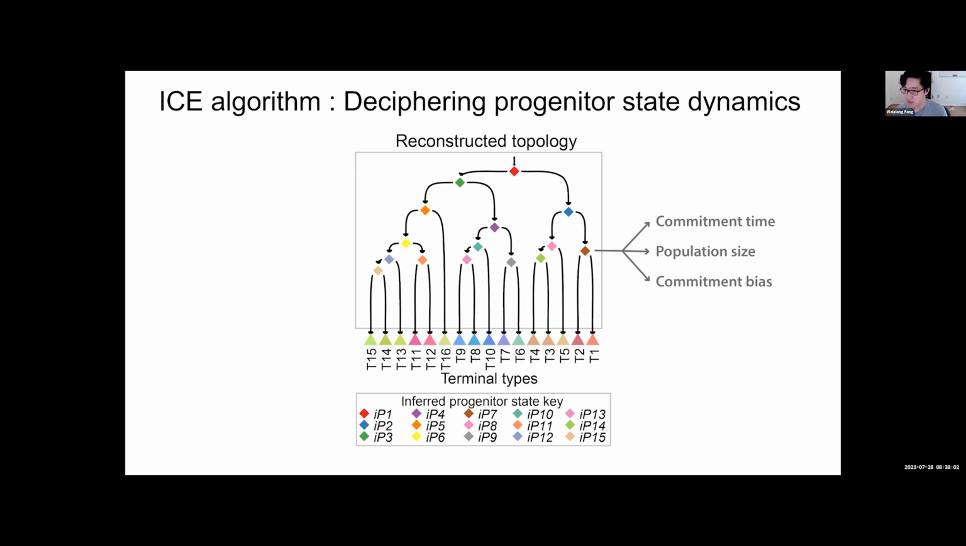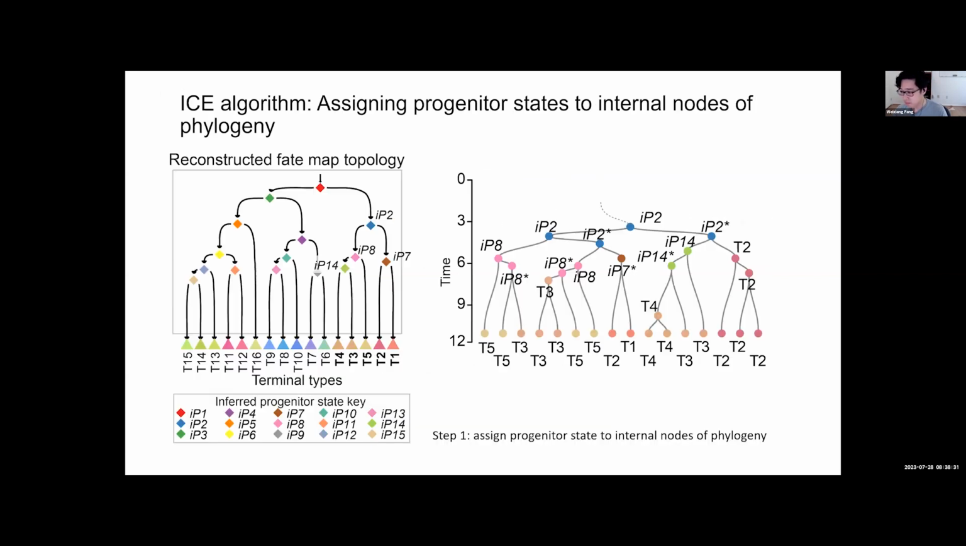So in the next step, which is the ICE step, we move on to estimate the dynamics parameters for each of these progenitor states. The three dynamics parameters are summarized as the commitment time, which we know from the phylogenetic time. That is when the cell starts to lose potency and commit to downstream fates. The population size, which is how many cells there were right before the cell committed. And the commitment bias, which is the fraction of progenitor cells that commit to one fate versus the other.